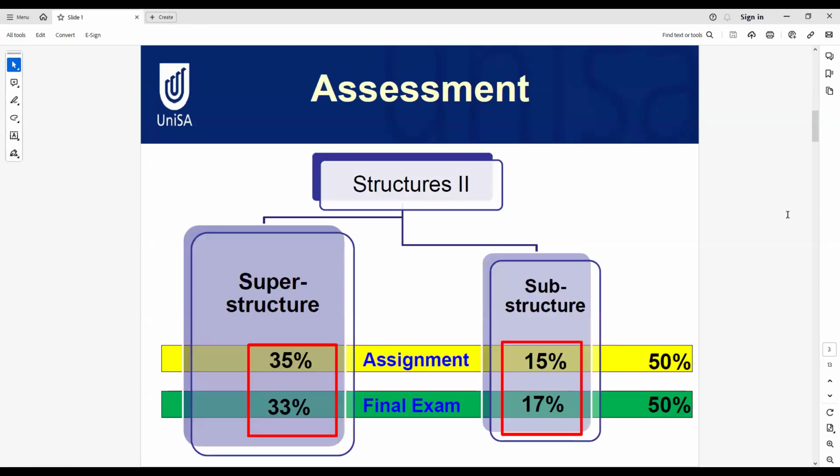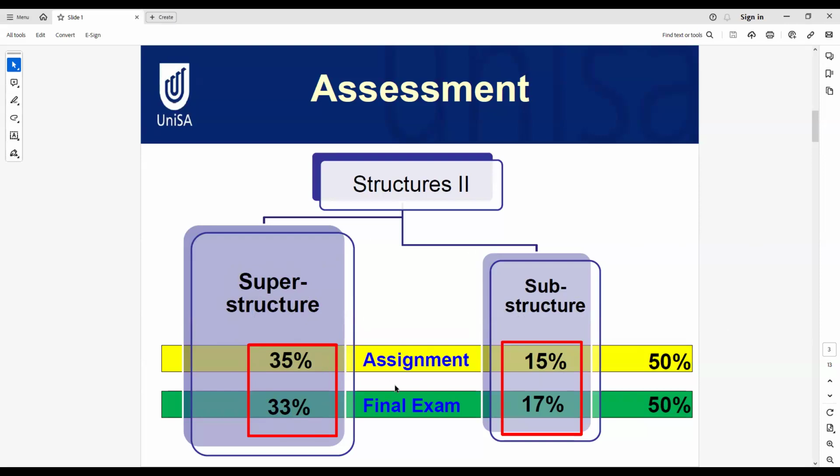Okay, so again, just in details, what are the assessments we have in this course? In this course, as I mentioned, we have a superstructure component and a substructure component. The superstructure component is larger in weight in this course. It is about 2/3 of the course, about 67%. And the substructure is only 33%.